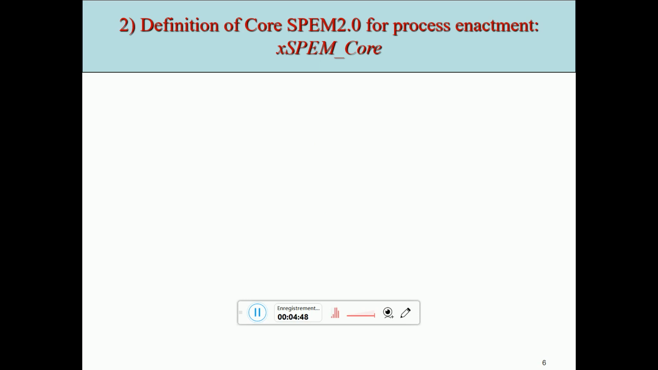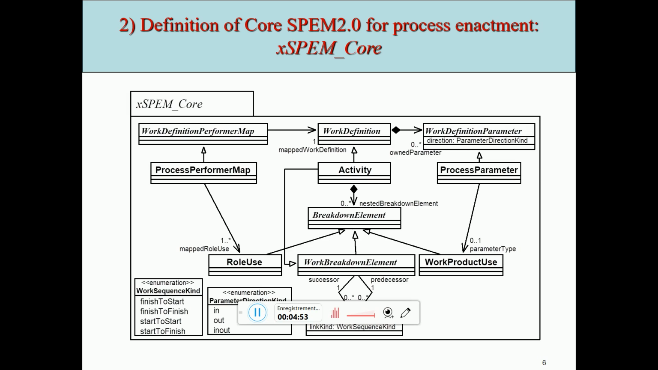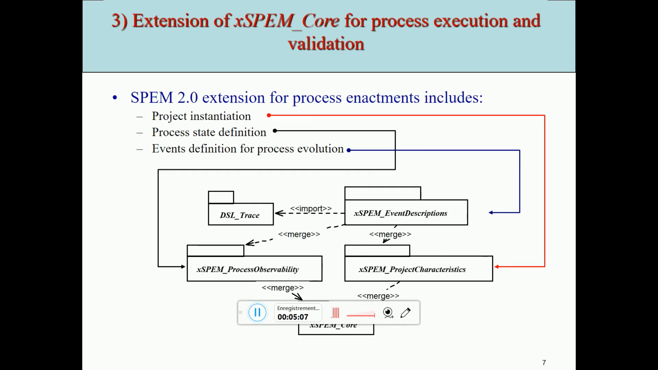So, for step number 2, about defining xSPEM, we went through the standard, and actually we identified the core elements that we would need to define software process models. Those elements, we would then extend and enhance in step number 3 in order to add some very specific attributes, concepts, and relationships between those elements in order to take into consideration this notion of project association, process execution, the ability to monitor processes, and so on.